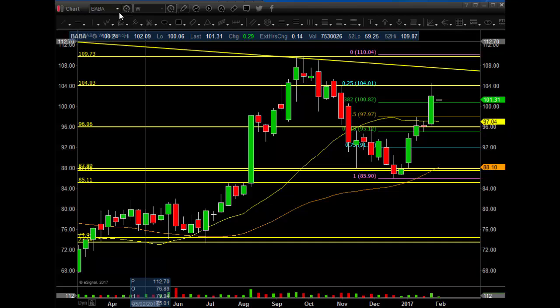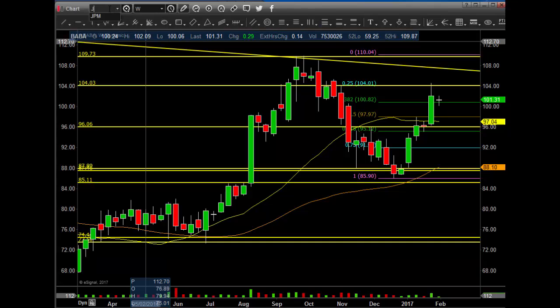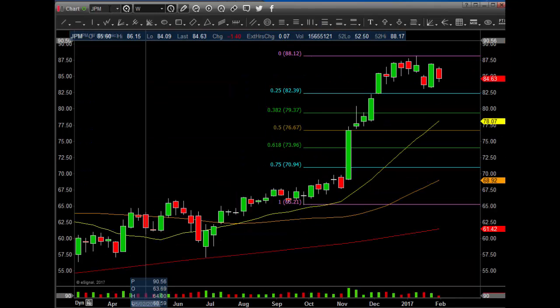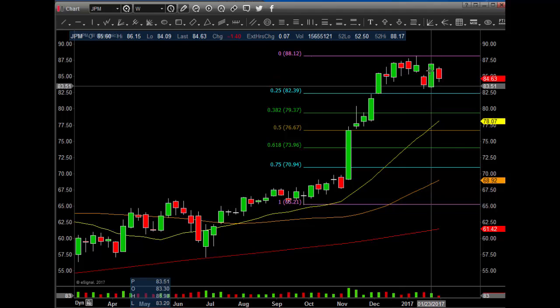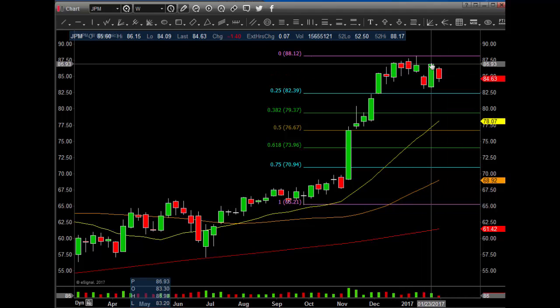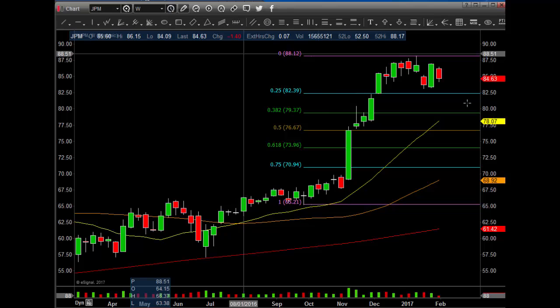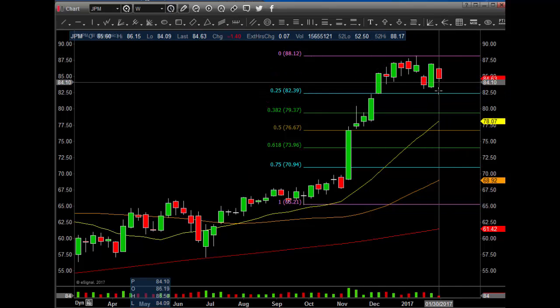So let's look at JPM now, as well as Goldman Sachs too. We looked at that one yesterday. So we're just kind of chopping around on the weekly. We came up, here's your fib, came back down almost into the 250. We're just kind of chopping around, but we did gap down, shot back up, and it came right back in. This is the weekly chart, so it's a little bit bigger, but nothing wrong again.